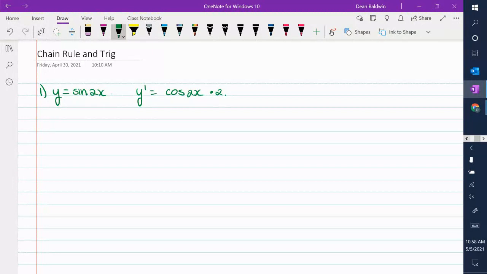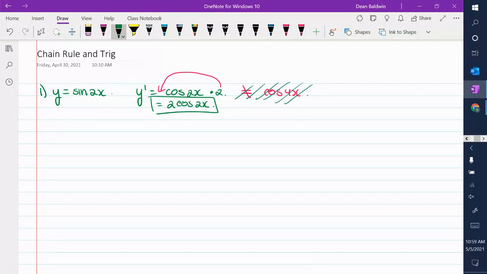Okay, now I'm going to show you the mistake that people make. Don't do this. All right? It does not equal cos of 4x. It is not that. You cannot take this 2 and multiply it by this 2x. This 2 just goes in the front there. So the actual answer is 2 cos 2x. All right? Don't do that, please.